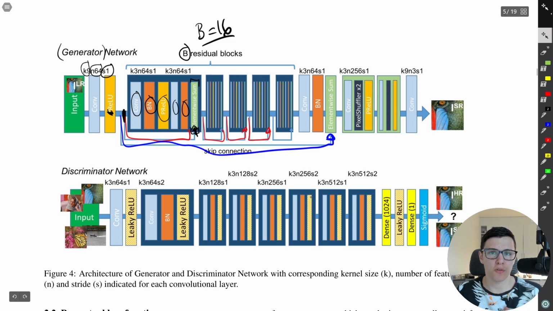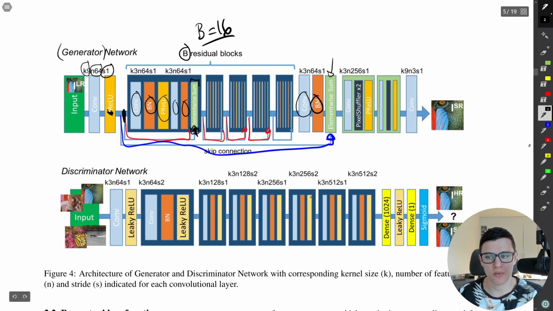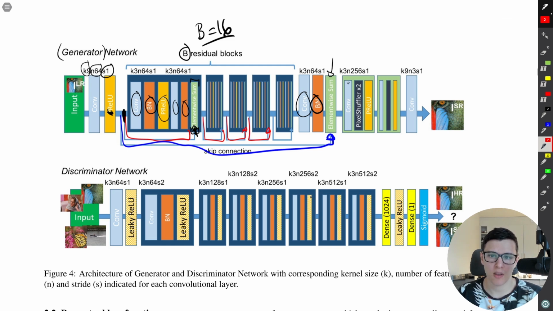There's no cost of adding these skip connections, right? So then they do another conv, batch norm, and then element-wise sum right there. And now we get to the actual upsampling part. For the actual upsampling part, they take a conv layer and they output it. So from this conv layer, they output with 256 channels.